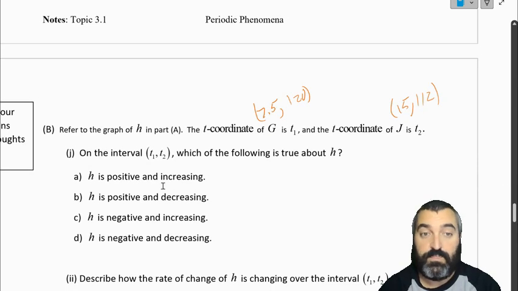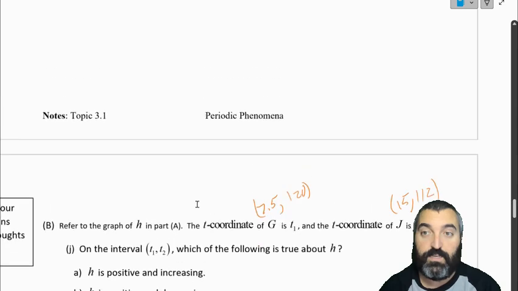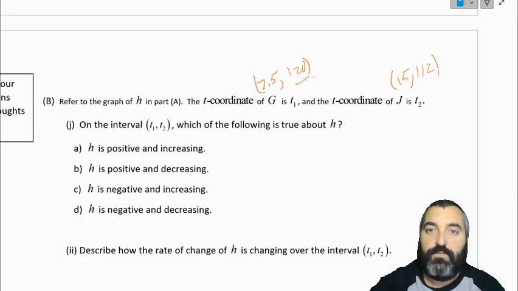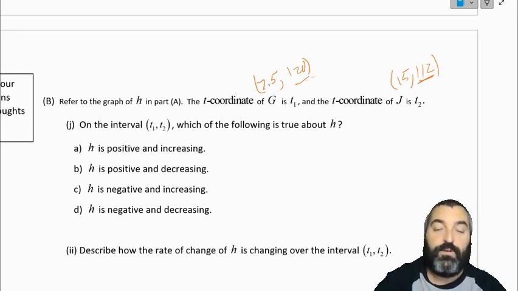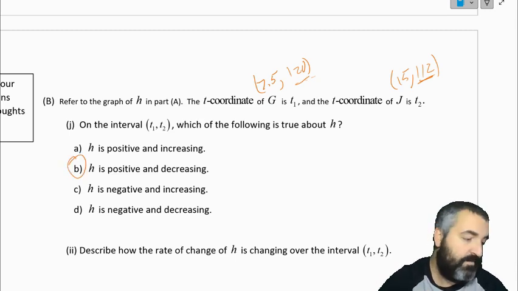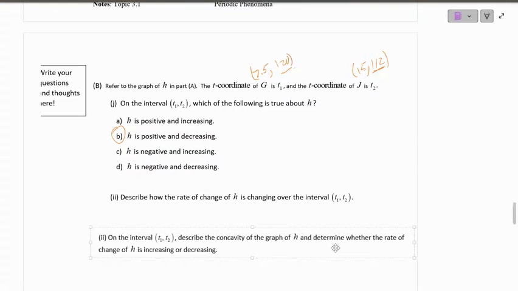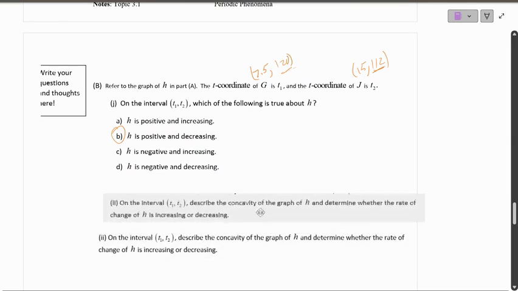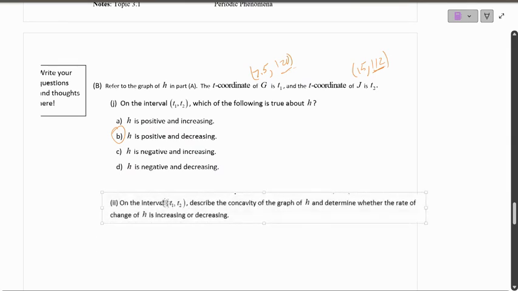And then, is this increasing or decreasing? Well, just look at the graph or look at these numbers, right? So 120 to 112, that is decreasing. So your answer is B. And for the last question, there was a slight update. So your packet might say, describe how the rate of change of H is changing over the interval T1 to T2. If it does say that, the new question is right here.